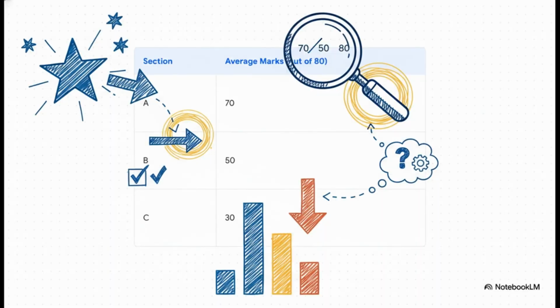And bam, this is exactly how it works. Forget looking at dozens of individual scores. Just look at one number for each class. Section A's average is 70. Tells you right away they're flying high. Section B is holding steady at 50, but Section C's average of 30? Whoa. That single number is a big signal that they might need a little extra help. See? One number, a ton of insight.